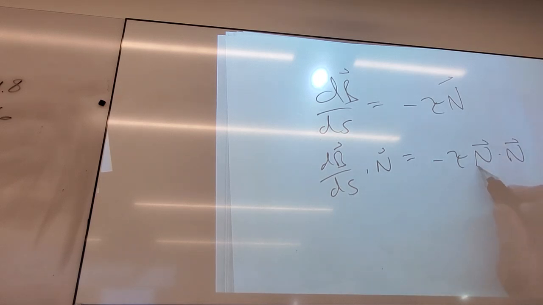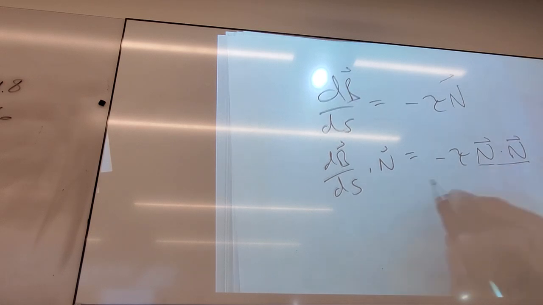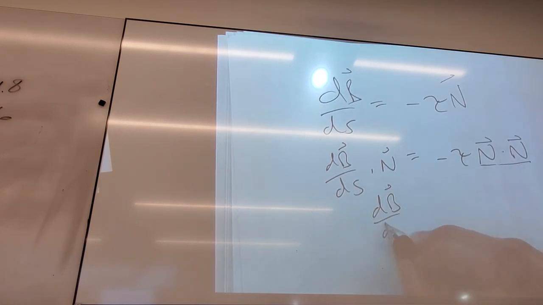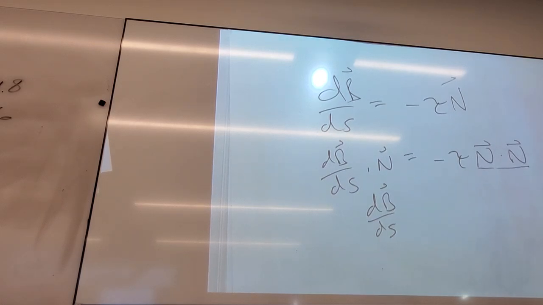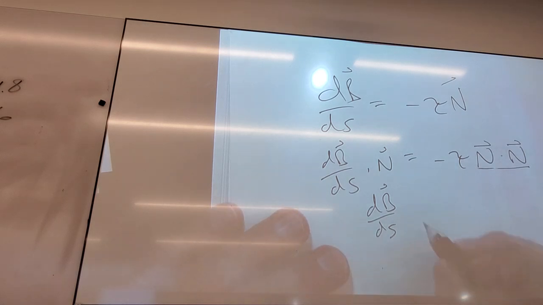what is N dotted with itself? Not 0, no. Say again. The length squared. The normal vector was a cross product of two unit vectors. So what's the length of the normal vector? 1. Good. So then this would be dB/ds dot N is negative tau.